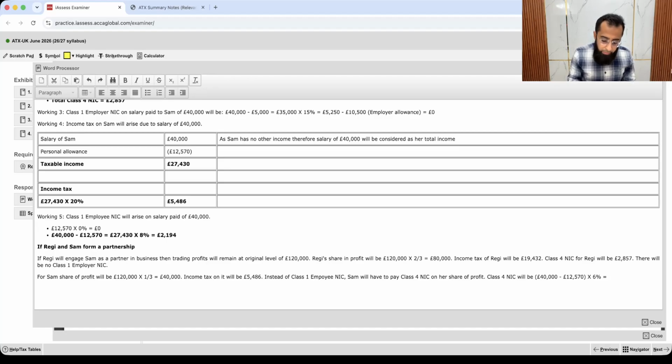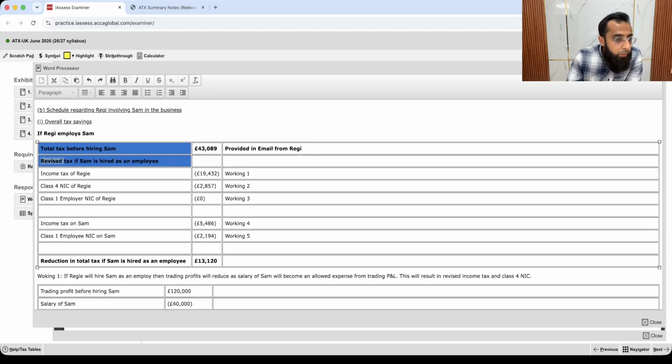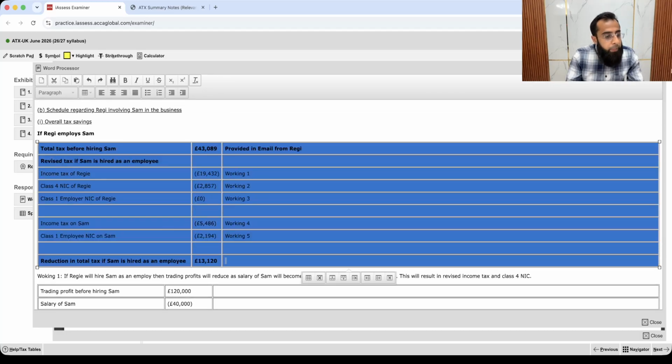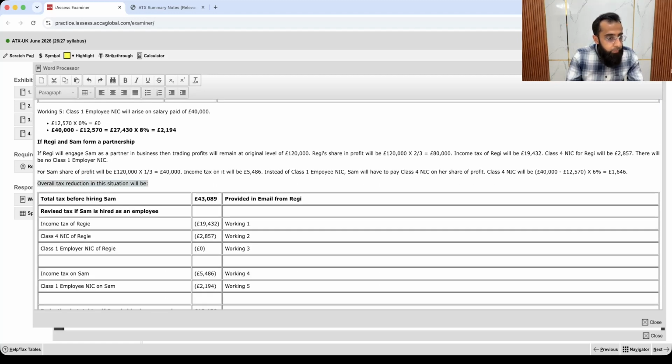Sir, will you repeat the things again? Yes, I will repeat it, but it's equally important that you listen to the things carefully. So this will bring 1646. Okay. Overall tax reduction in this situation will be how much? So if you look at it carefully, what I will do is I will copy paste the same table and I will do slight editing in it.